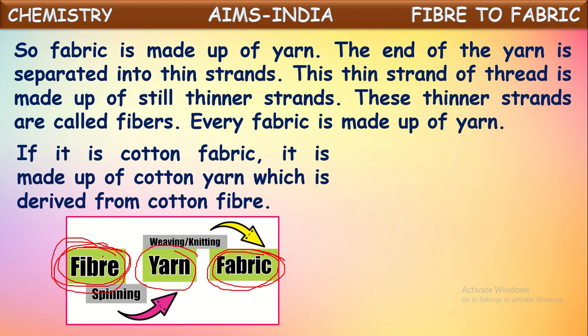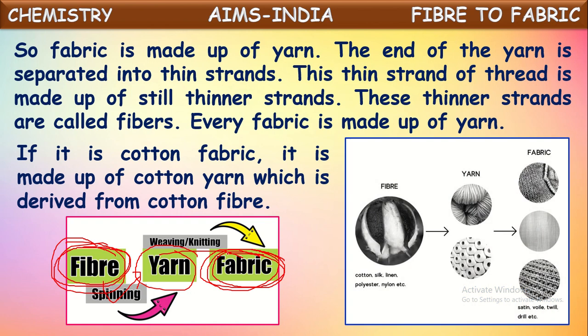These fibers are collected from sources like animals and plants. These are spun into yarn. These yarns are woven together or knitted together to get fabric. This fabric is used for making clothes. This is the process.